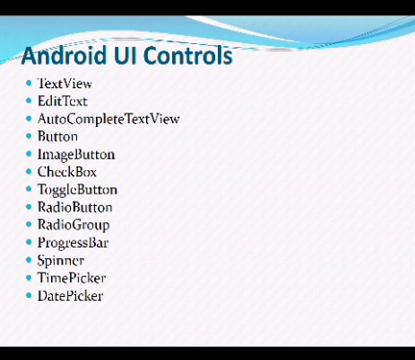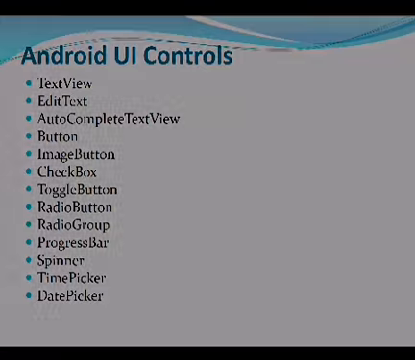And autocomplete text view is a view that is similar to edit text, except that it shows a list of completion suggestions automatically while the user is typing. So when we type a letter in the edit text, it automatically gives the text already written.